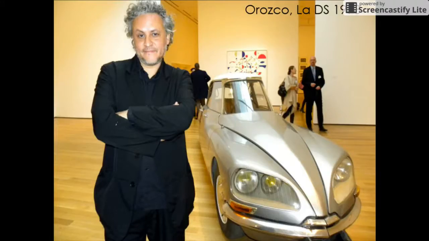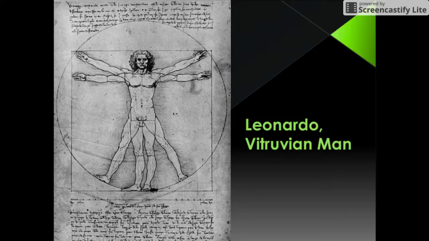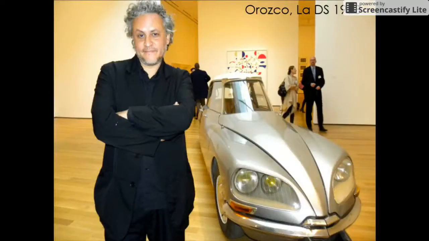Now, this takes us to the other example, which is in your textbook, which is Orozco's La DS, 1993. This is a French car called a Citroën. And what he does is he takes the car, notice he takes out some of the innards or the parts of the car, and he shrinks it down. And because of this, he alters the proportions of the car. They are now incorrect proportions, incorrect to what a car should be proportionally. So you go back and you look at Leonardo, correct proportions, and you look at Orozco, incorrect proportions.